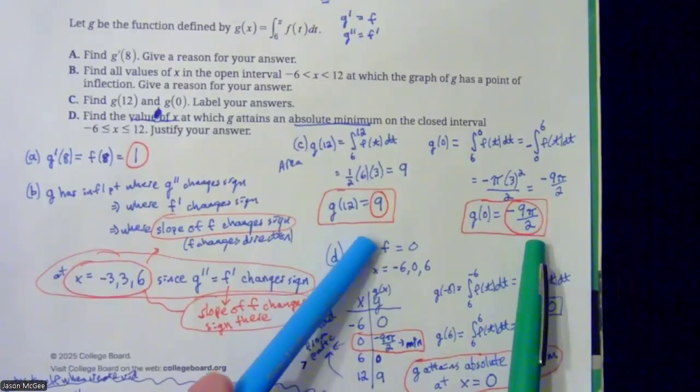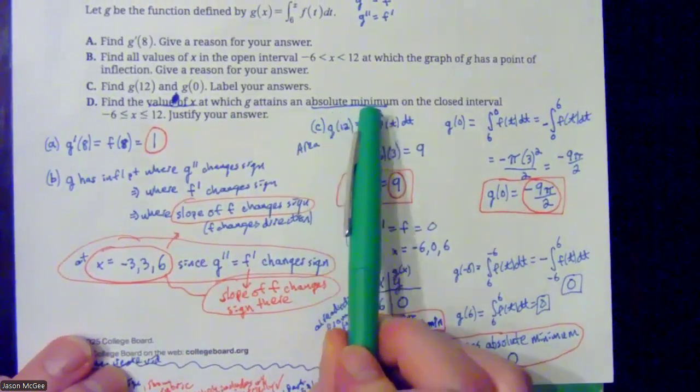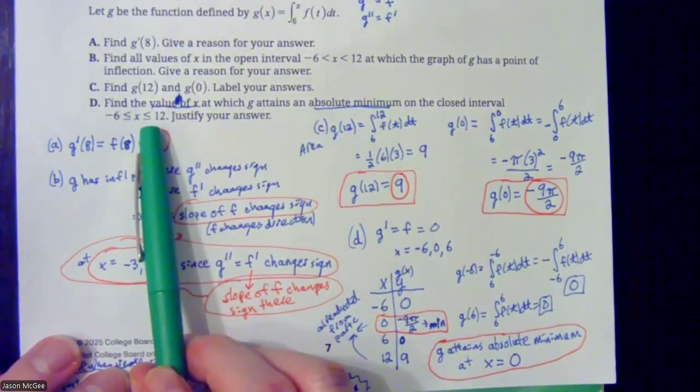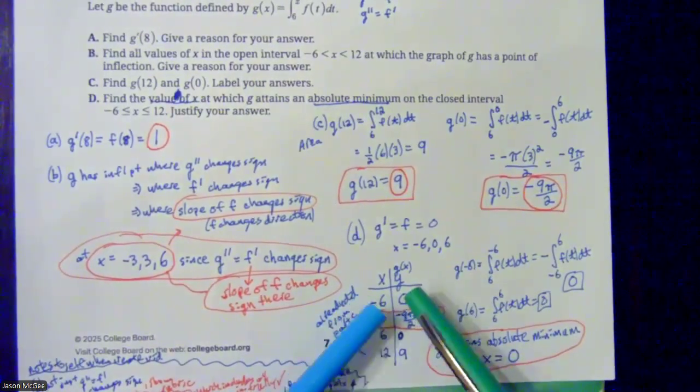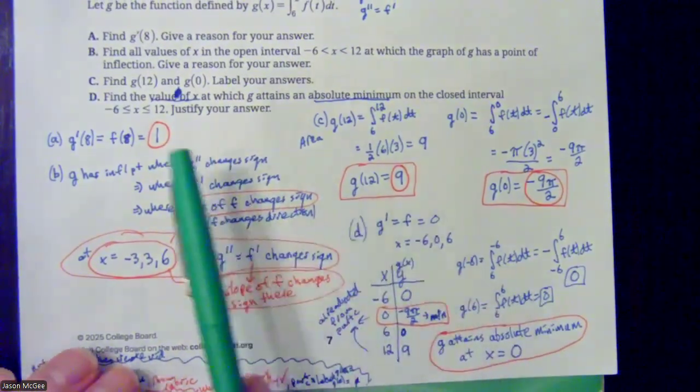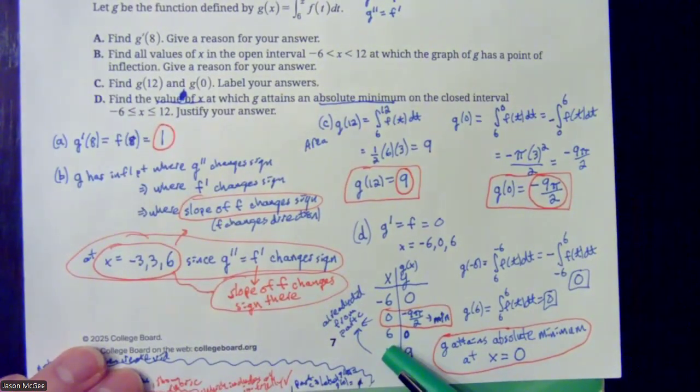And the nice thing is we get to use those numbers in part D. Part D is talking about an absolute minimum over a closed interval, so this is an absolute extrema problem. We're going to make an x-y chart, or an x-g chart. We need to include the endpoints, so -6 and 12 are in there, and also any critical numbers.